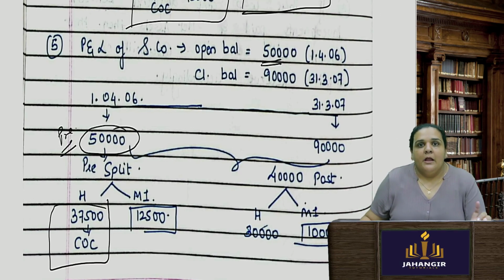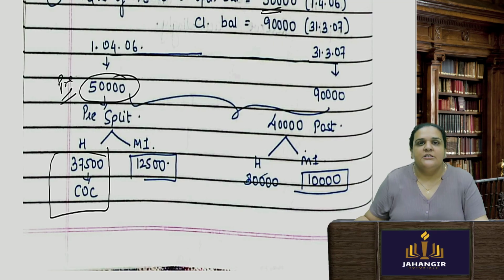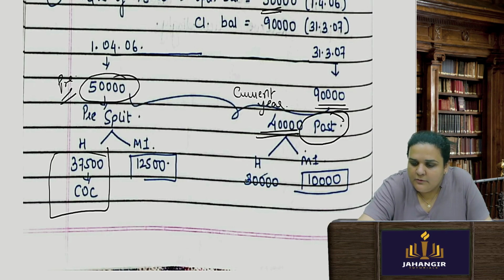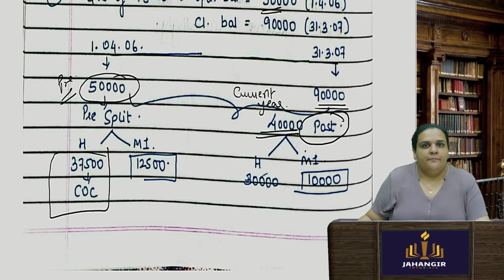But on 31st of March 2007, the balance sheet is showing a balance of 90,000. That means in the current year we earned a profit of 40,000. This 40,000 profit will be treated as post profit. Holding company will get its share, 40 into 75%, 30,000. And minority interest also will get its share.